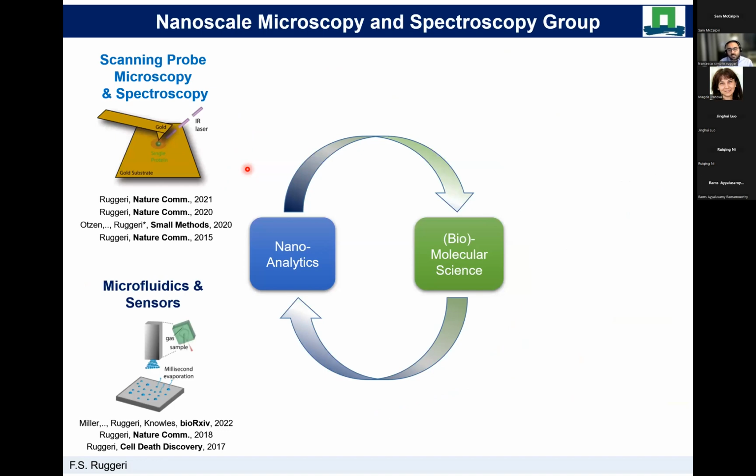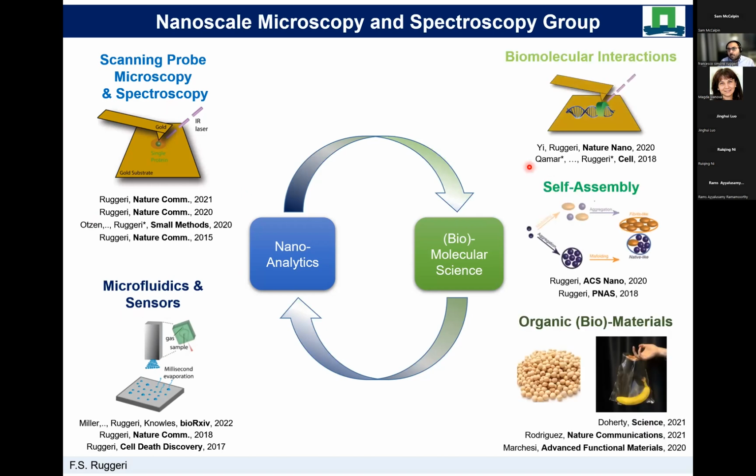What we do in our laboratory is use scanning probe microscopy and spectroscopy in combination with microfluidics and biosensors, in order to study biomolecular interaction, protein self-assembly, but also organic biomaterials. Today I will focus mostly on how we use scanning probe microscopy and spectroscopy to study protein self-assembly, and only at the end show you a bit how we use these to study biomolecular interactions.